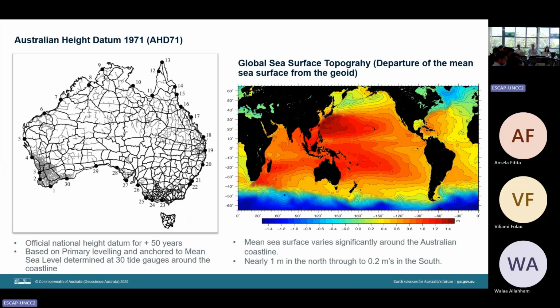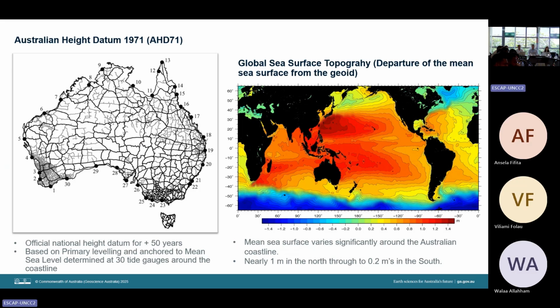So yeah, the Australian Height Datum is the officially, legally recognized height datum in Australia, and it's been that way for more than 50 years. The datum itself is based on thousands of kilometers of primary leveling, shown as the thick black lines in the figure on the left. And it was anchored to mean sea level, determined at around 30 tide gauges around the coast, which are numbered in that figure.